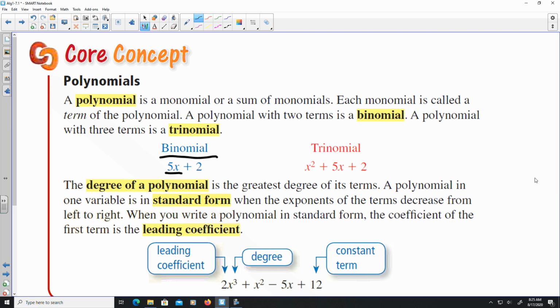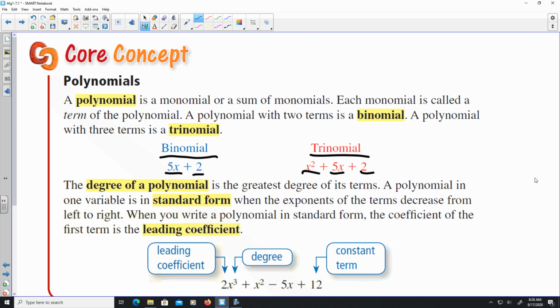The first term is 5x, the second term is 2. Another specific polynomial name is a trinomial. That means it has three terms: x squared, 5x, and 2.